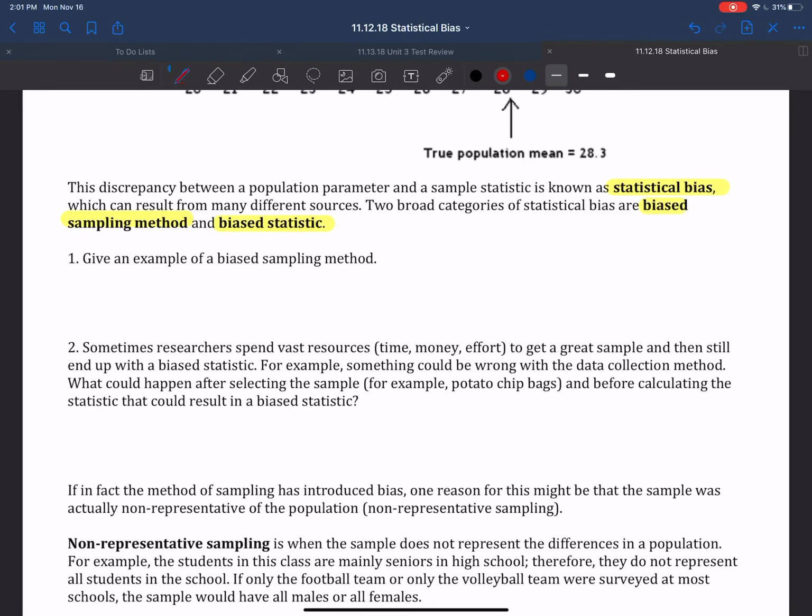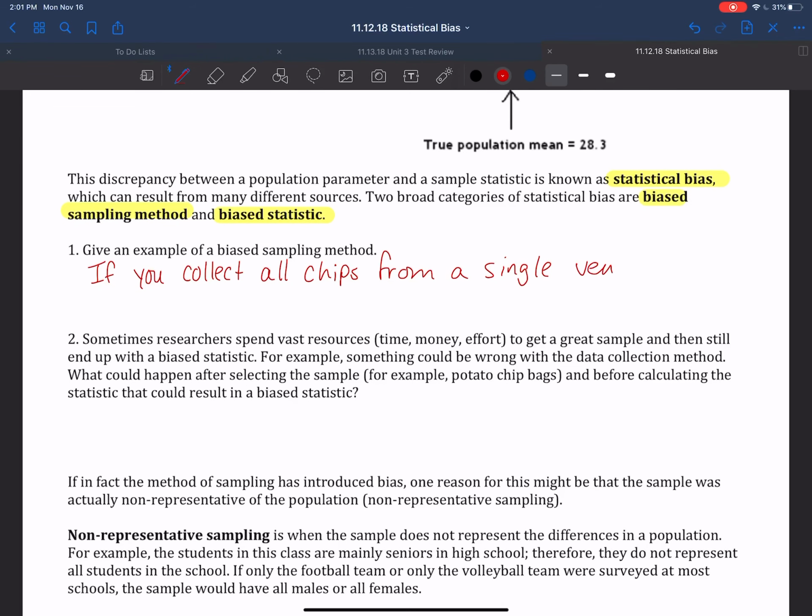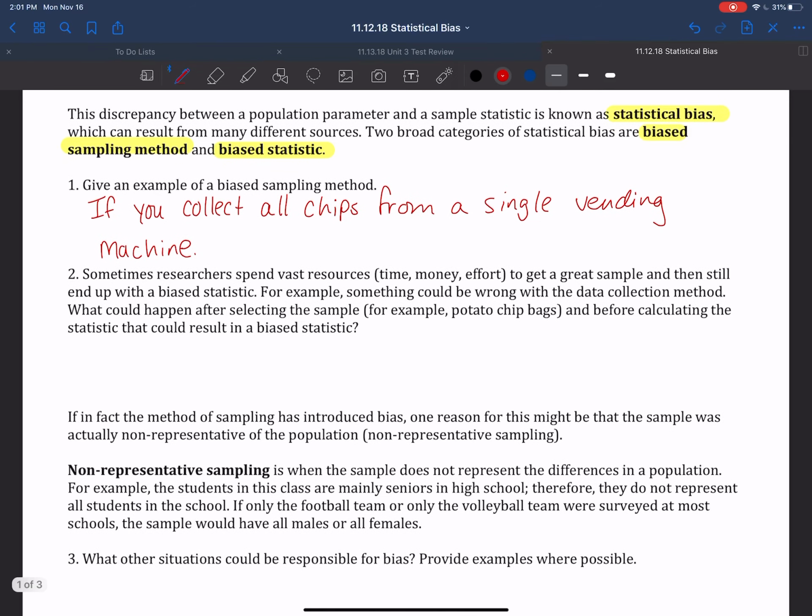So whenever you're sampling, you want to be able to sample from different areas, right? So a biased sampling method would be something like if you collected all the chips from a single vending machine. This would be a form of biased sampling because you're getting them all from the same source. What if that one single source was inaccurate compared to the rest of the entire population? You want to spread out your sampling.